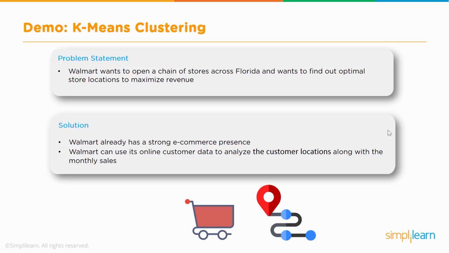Now the issue here is, if they open too many stores close to each other, obviously they will not make profit. But if the stores are too far apart, then they will not have enough sales. So how do they optimize this? Now, for an organization like Walmart, which is an e-commerce giant, they already have the addresses of their customers in their database. So they can actually use this information or this data and use k-means clustering to find the optimal location.